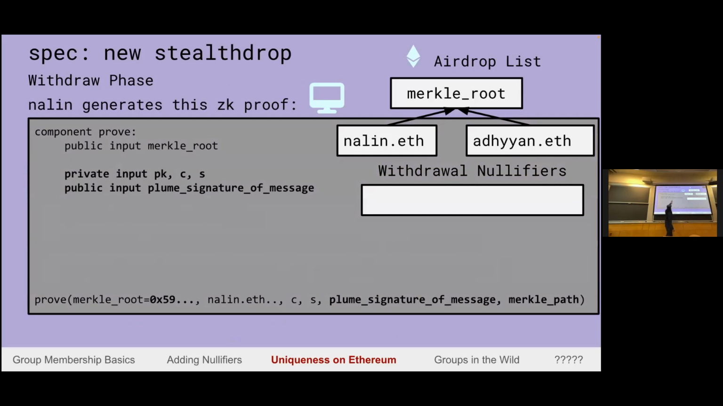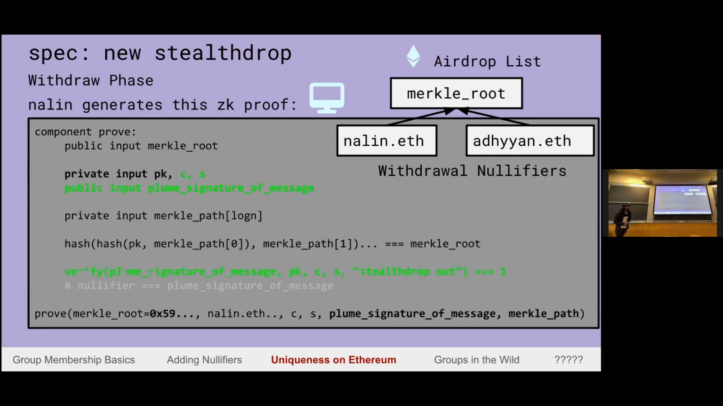So you can see there's the new private inputs. And we have this new plume signature of message. We've called this signature scheme a plume signature. You can imagine it as a verifiably deterministic signature, where we can verify that it was deterministically generated. And this plume signature is exactly the calculation we saw before. It's the thing we call the nullifier. It was the hash of m comma pk to the power of sk. And the Merkle path, our good friend from before.